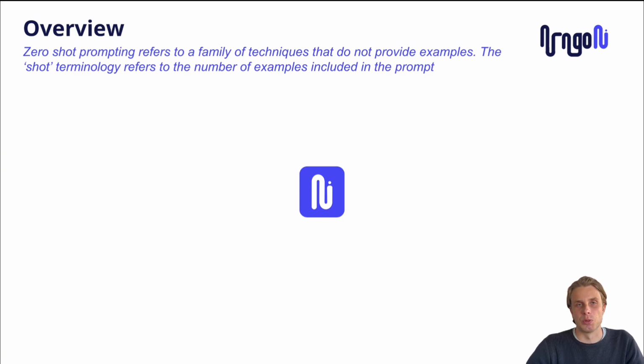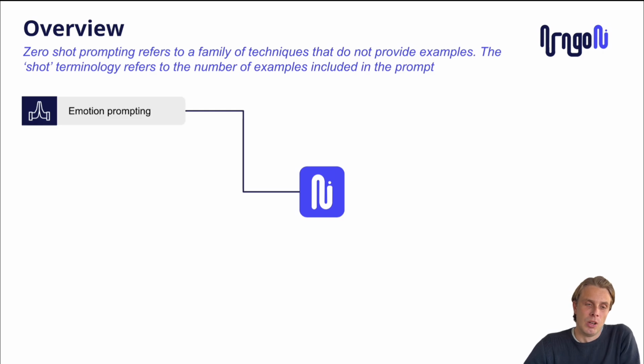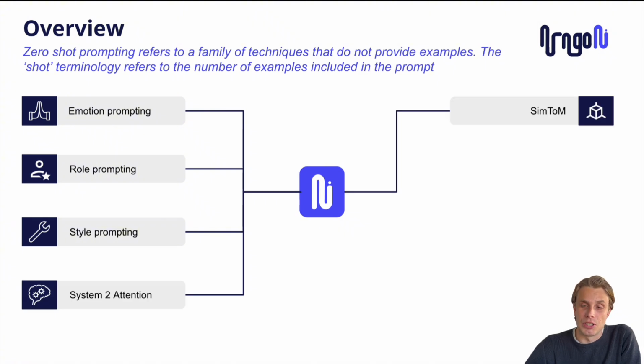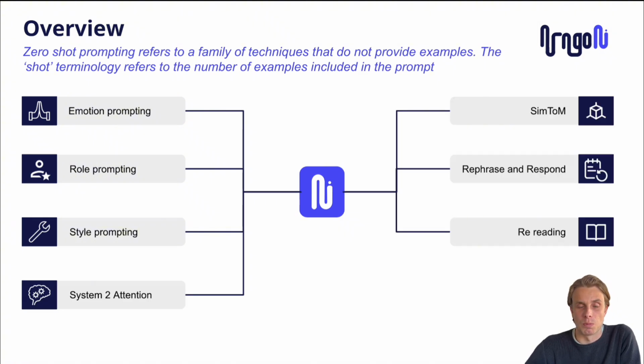It doesn't require you to come up with any examples. It just requires you to come up with effectively a way to stylize and to guide the language model to generate a specific type of output. This also means that it can be used in some of the later techniques as base components within a broader strategy. So we're speaking today about emotion, role, and style prompting, which are some of these base primitives that you can add in a prompt. System 2 Attention, SimToM, rephrase and respond, rereading, and self-ask.